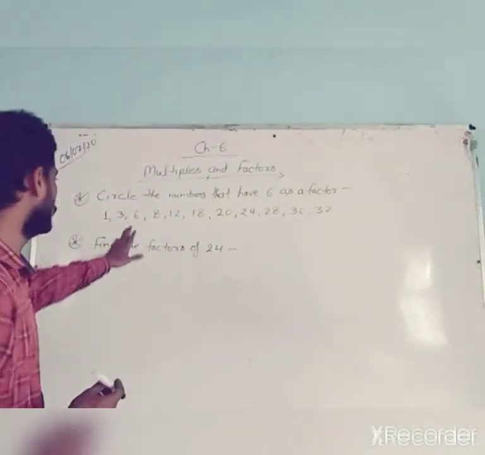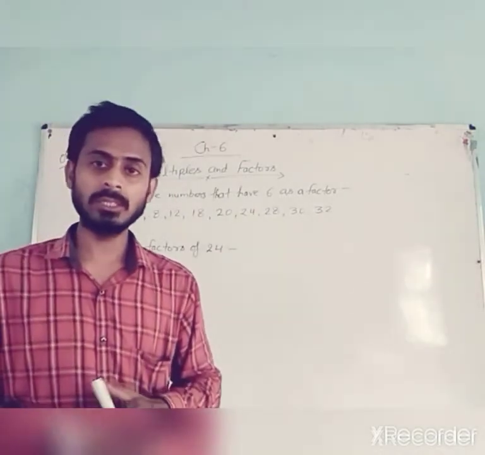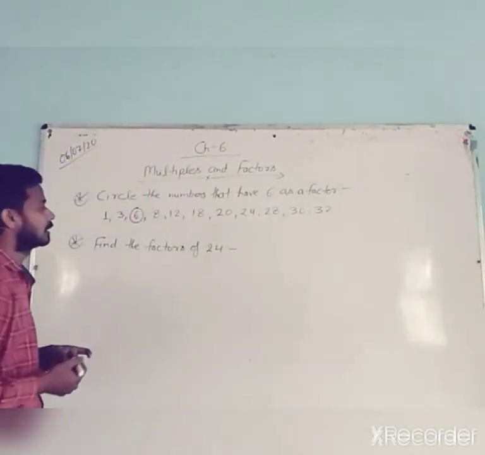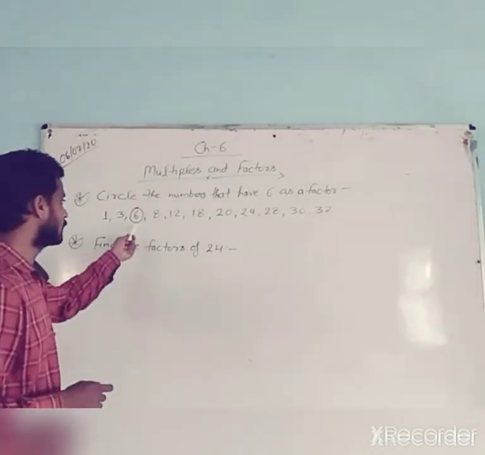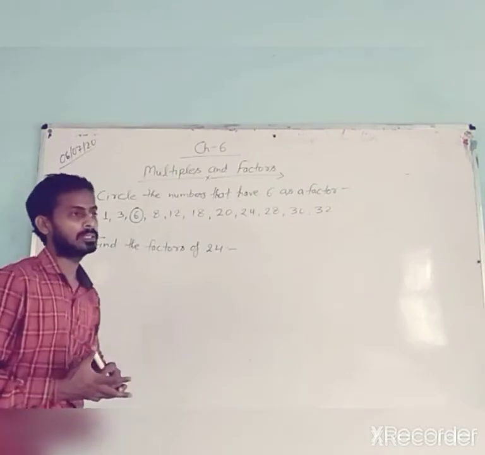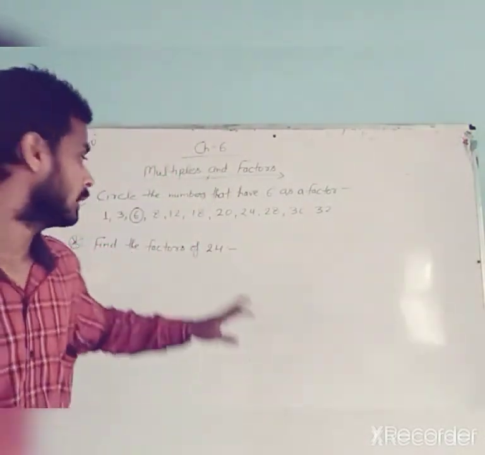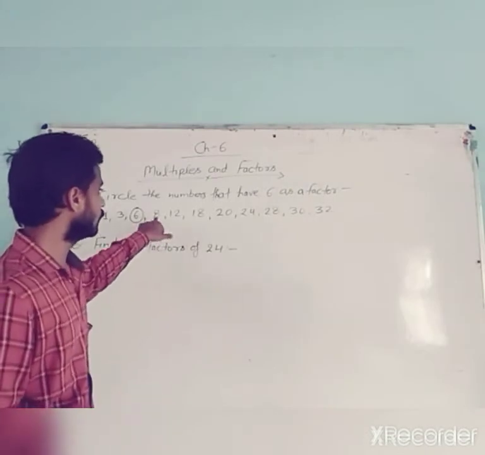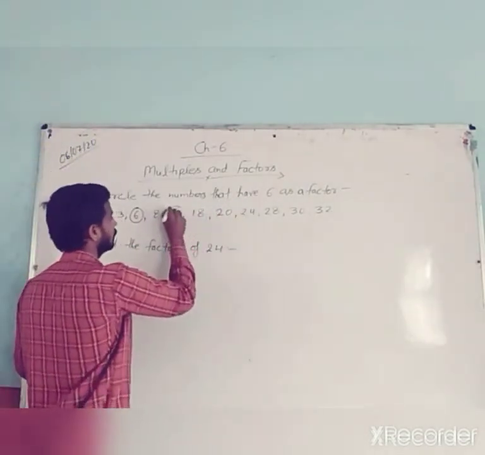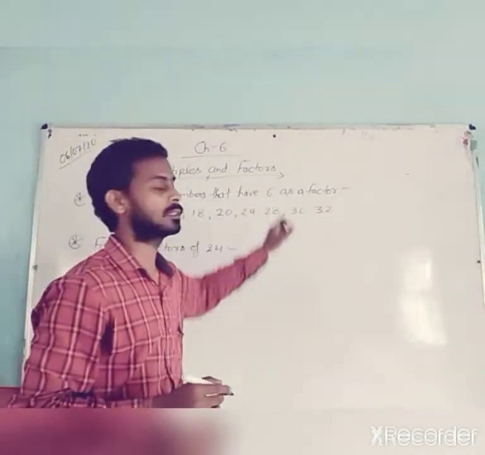Okay. Now 3 is less than 6. So again 6 is not a factor of 3. Now 6 1s are 6. So the first number is 6 itself, which is a factor of 6. Now 8: 6 1s are 6, 6 2s are 12. So 6 is not a factor of 8. Now 12: 6 2s are 12. So 12 has a factor 6.